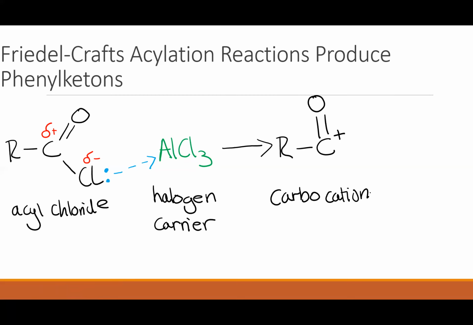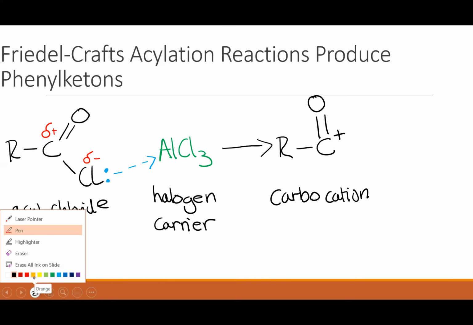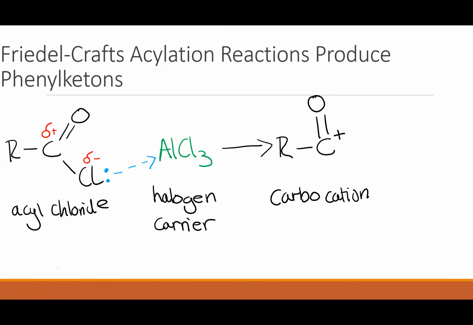This makes it a much stronger electrophile because it's now a carbocation, and it gives a strong enough charge to react with the benzene ring. And because our halogen carrier has accepted that lone pair from the chlorine and pulled the chlorine away, I'm just going to show what that will now look like. And that would look like here, it would now be AlCl4 minus. So that's how our halogen carrier makes the acyl chloride electrophile a lot stronger.